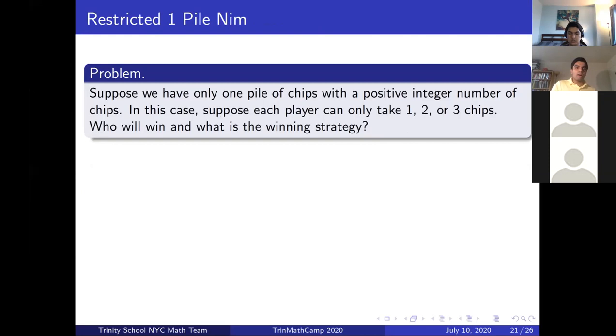Now let's talk about a restricted one pile NIM. Suppose we have only one pile of chips with a positive integer number of chips. In this case, suppose each player can take 1, 2, or 3 chips. Who will win, and what is the winning strategy? I'll give you all a couple of minutes to solve this problem. Remember, there's a positive integer number of chips, so make sure to consider all cases with any n number of chips in that one pile.